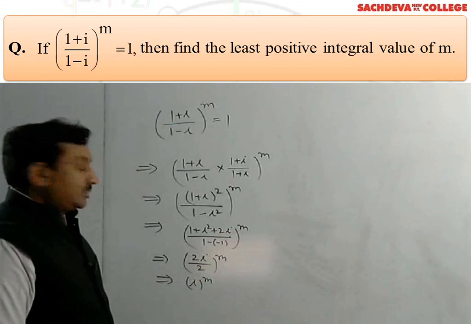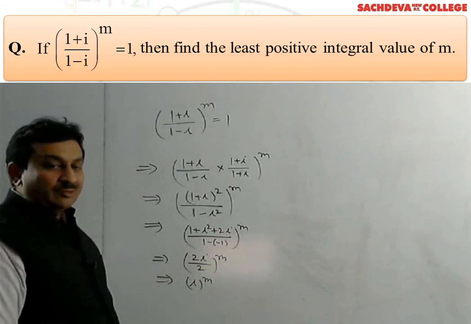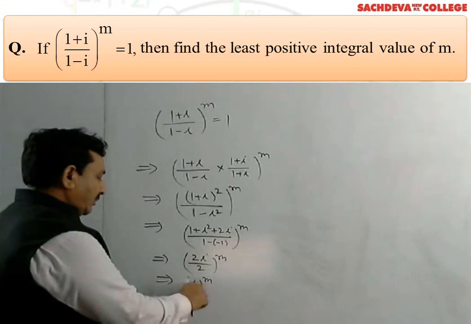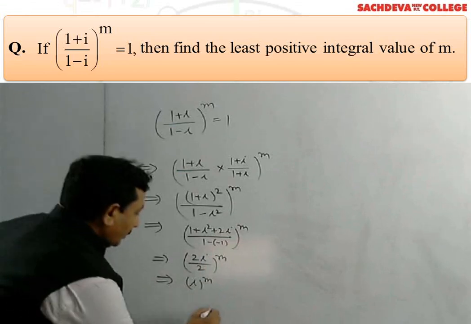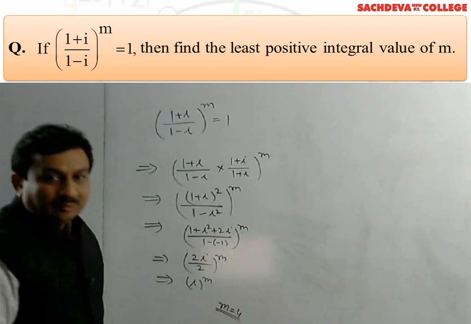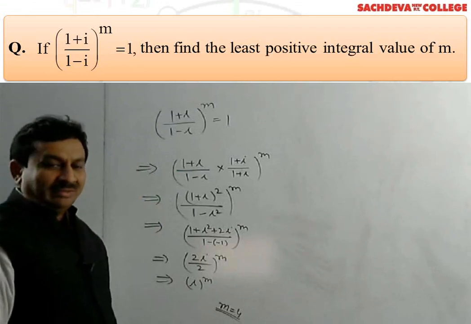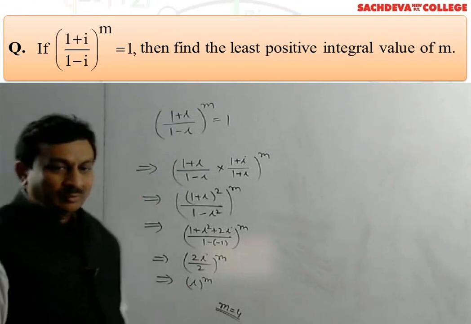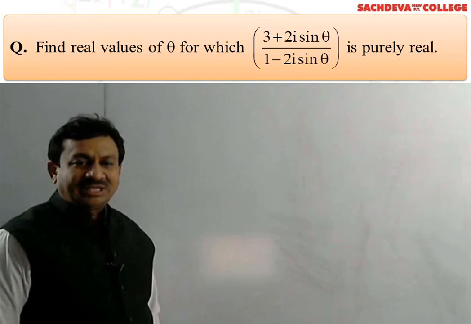So the least integer value of m is 4, because i to the power 4 is 1, so m is 4 here. So the least positive integral value of m is 4 here. The answer is 4. Now we discuss the next problem.